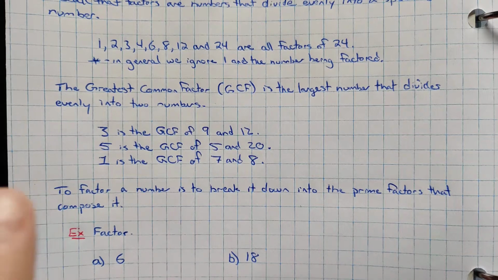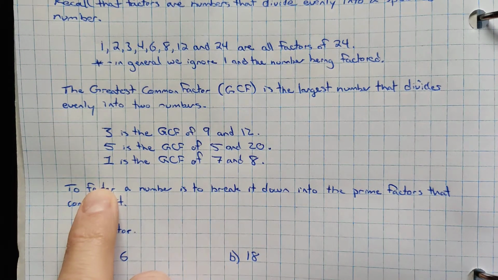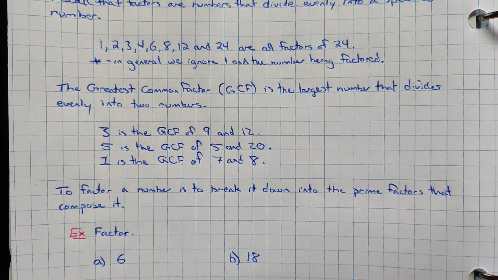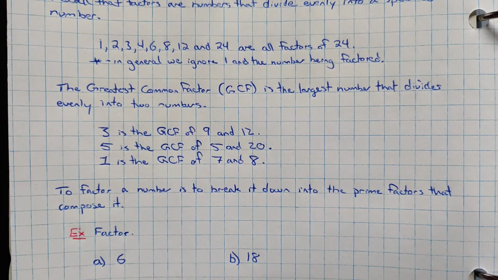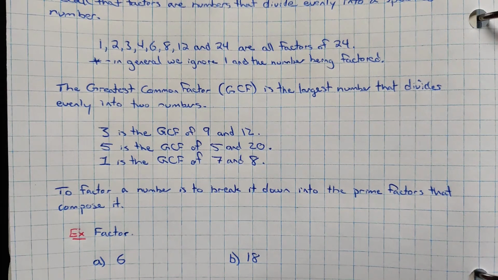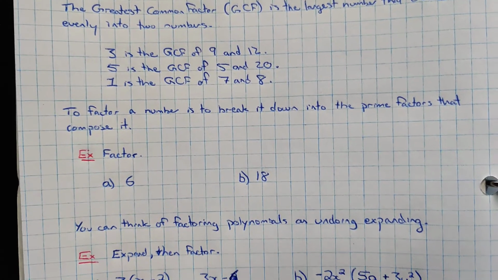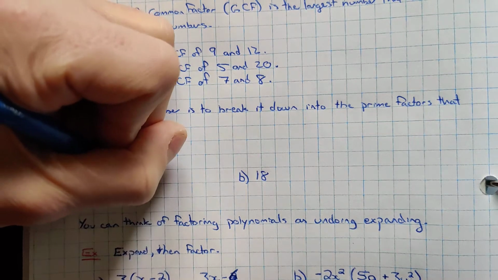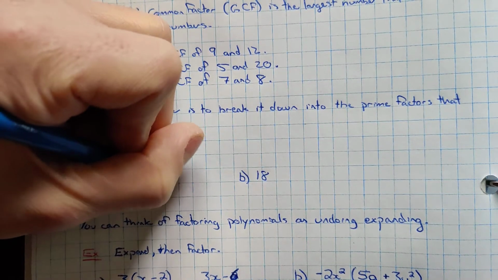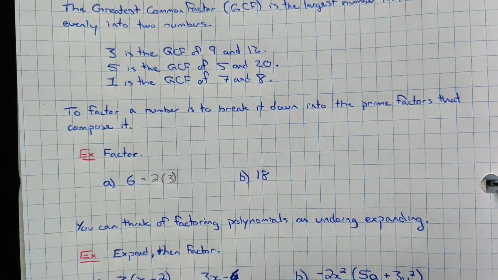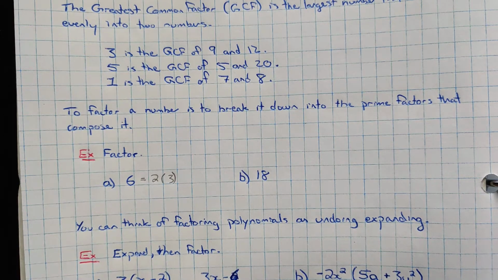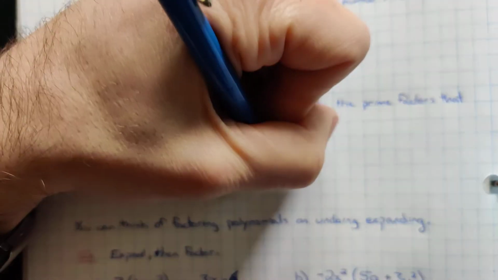So when we're asked to factor a number, what we mean is that we're going to break it down into the prime factors that compose it. Recall that prime factors are numbers that are divisible only by 1 and itself. If we factor 6, the prime factors of 6 would be 2 times 3. 2 can only be divided by 2 and 1. 3 can only be divided by 3 and 1. So there we found the prime factors of 6.